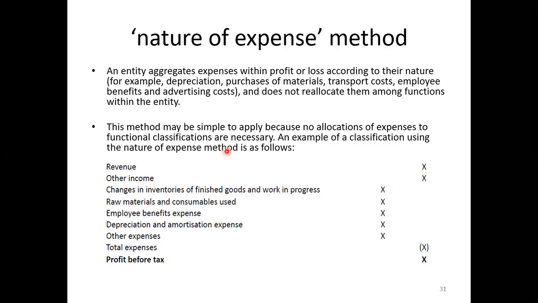An example of classification using the nature of expense method is as follows: revenue, other income, changes in inventories of finished goods and work in progress. It is like opening stock minus closing stock, right? Then raw material and consumables used, material cost, employee cost and other overheads, depreciation and amortization expenses, and other expenses. Total income minus total expenses equals profit before tax, right? So this is one way of classification of expenses, based on their nature.